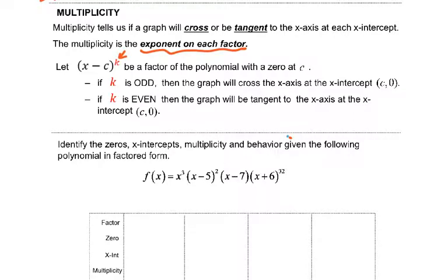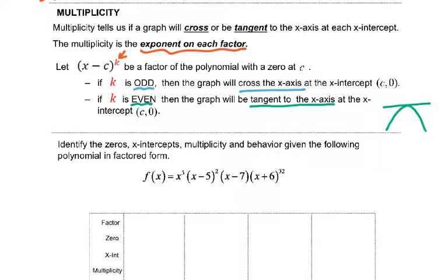So if we look at that exponent on each factor, it's either going to be an odd or an even value. And if that exponent on the factor is odd, the graph will cross the x-axis. And if the exponent on that factor is even, we will be tangent to the x-axis. And tangent means it's going to touch and bounce off. Okay? So tangent versus cross.